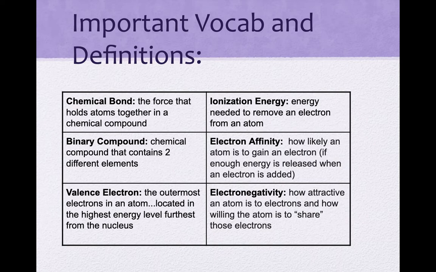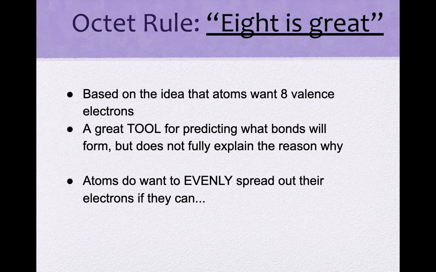So let's go ahead and continue on. One thing to remember is the Octet Rule. 8 is great is our motto. It is based on the idea that atoms always want 8 valence electrons. A great tool for predicting what bonds will form, but it does not necessarily explain the reason why. So like we said, they want to get to that 8, so they're going to gain or lose electrons in order to have 8 valence electrons, but it doesn't necessarily say why this one's bonding to this. Sometimes elements bond for no reason at all.